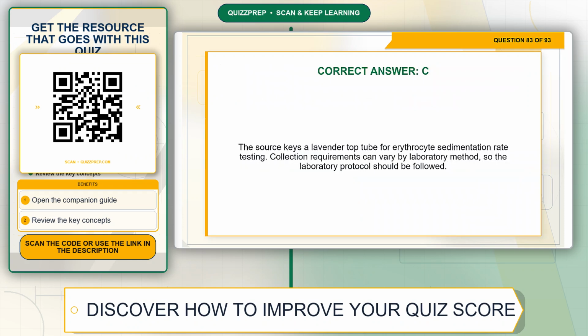Explanation. The source keys a lavender top tube for erythrocyte sedimentation rate testing. Collection requirements can vary by laboratory method, so the laboratory protocol should be followed.